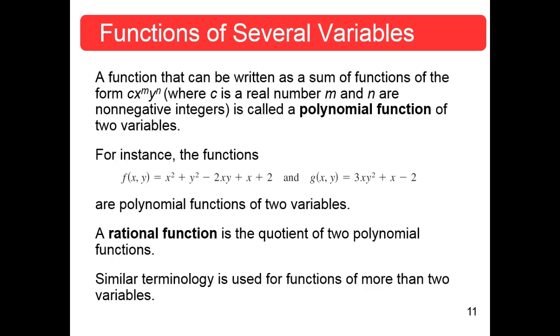Okay, just combining them. So here's some functions: f of xy would be x squared plus y squared minus 2xy plus x plus 2. Weird but true. This has a product form in it. Our g of xy is 3xy squared plus x minus 2. Okay. Only new thing here is that now you can have products of the variables as well as having the variables separate. Okay.